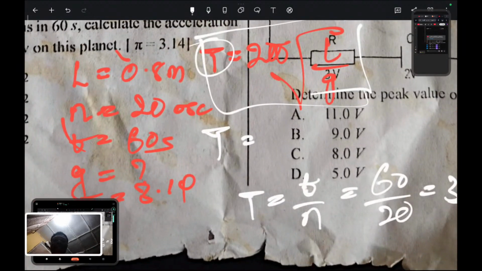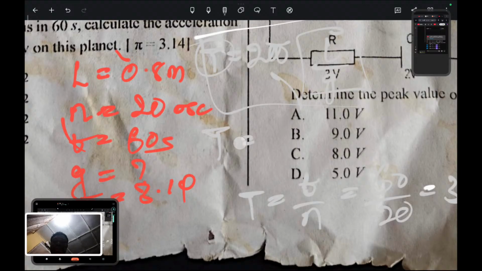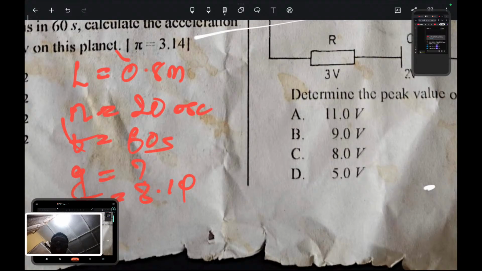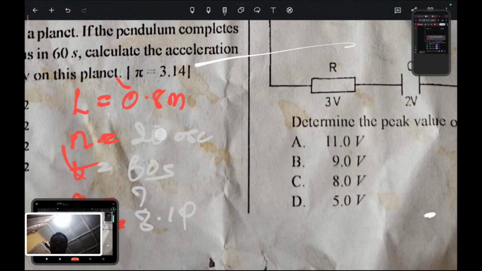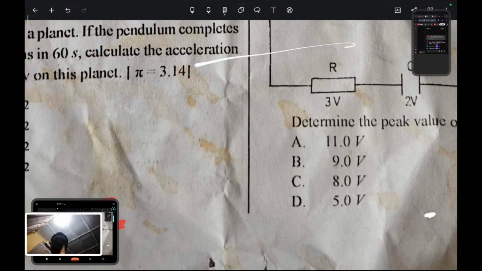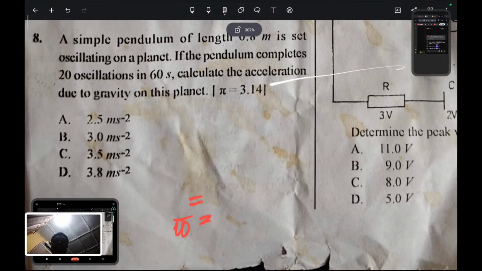Because I don't have space again, please permit me, I'm going to clean this part now. Let me also wipe this side. Since we have the question already, please look at the question in case you want to see the data as given.